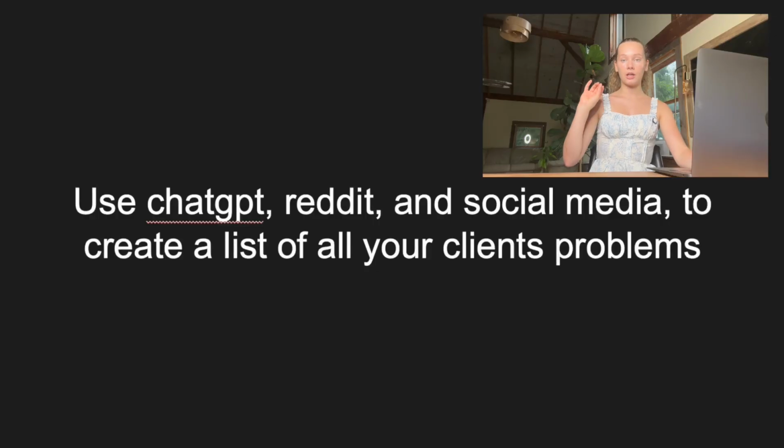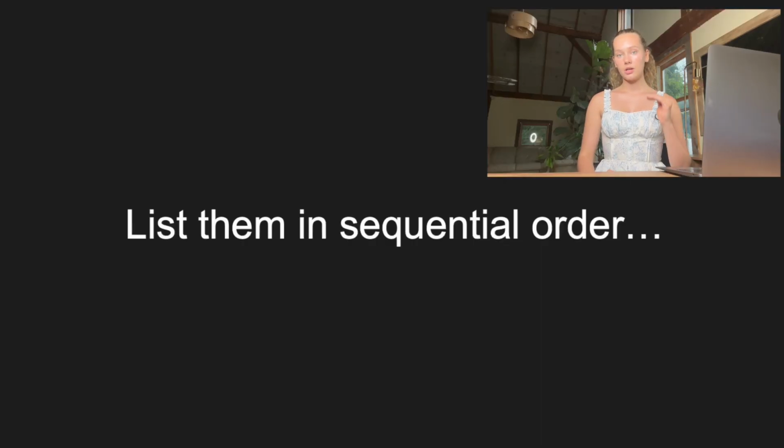All right, so starting with market research, I recommend using ChatGPT, Reddit, and social media, and creating a list of your clients' problems from those sources. So go into the social media comments, go into Reddit, Google search your clients' questions, go into ChatGPT, ask what the most common problems in your specific niche are, and get a list. Create your own list of like 20 problems, and then list them in sequential order.